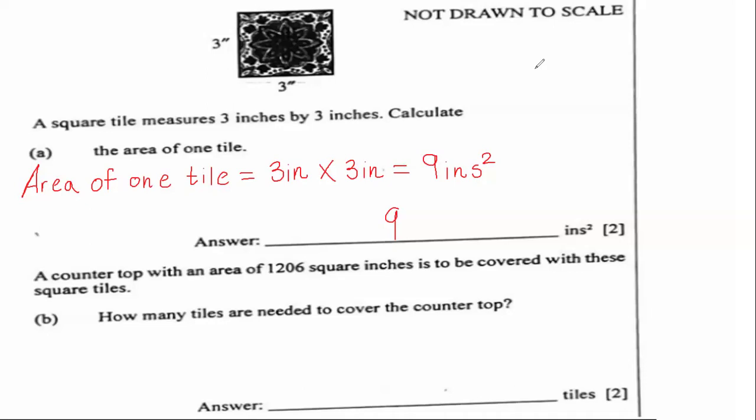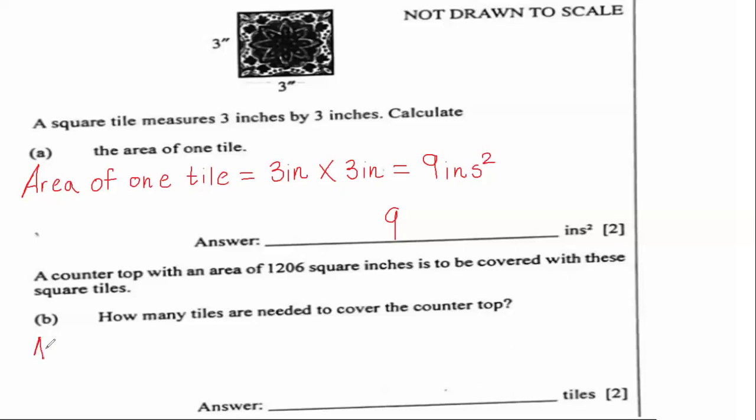And we need to know how many of these square tiles we need in order to cover this entire area. So how are we gonna do this? Does anyone have any ideas? Let me ask Malik, what do you think we're gonna do to get the answer for the second one? I think we'll divide 1,206 by 9. Does anyone agree with them? Yes, sir. He's definitely right. We have to divide in order to figure out the number of tiles.